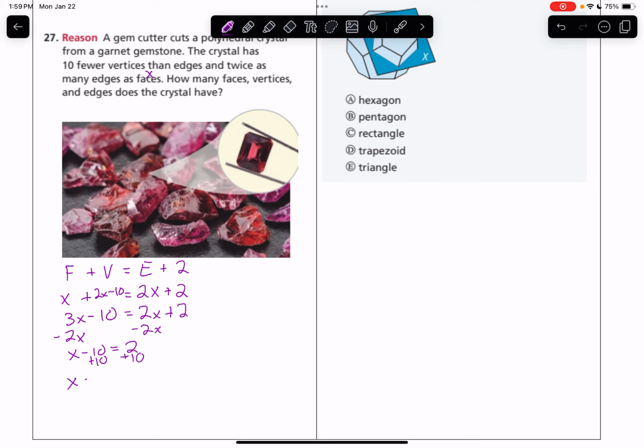Find out that x equals 12. That means our faces, which is what we represented with x, is 12. The vertices, which is 2x minus 10, 2 times 12 is 24 minus 10 is 14. And the edges is 2 times the number of faces, so 12 times 2 is 24.